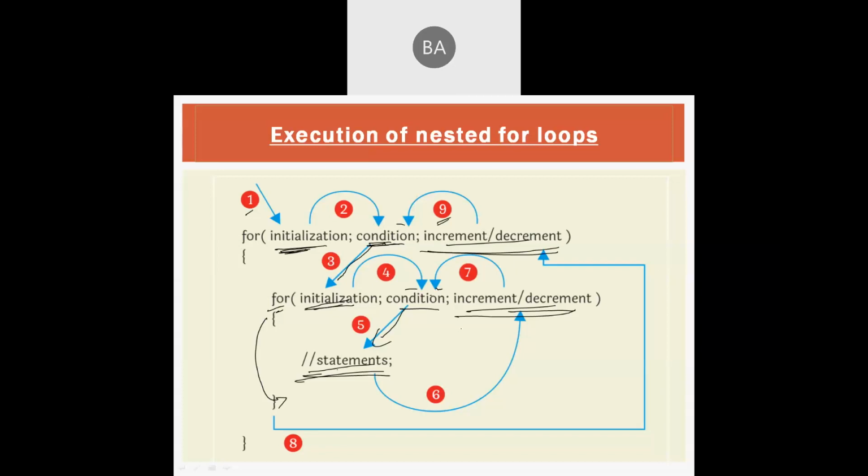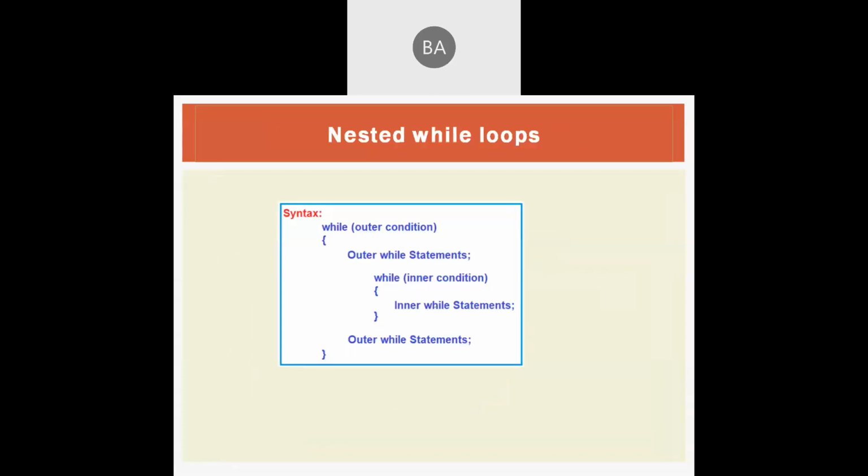So this is how the execution of the nested loop works. For every iteration of this outer loop, the inner loop is repetitively executed. For every iteration of the outer loop, the inner loop is executed n number of times as long as the inner loop condition is true.